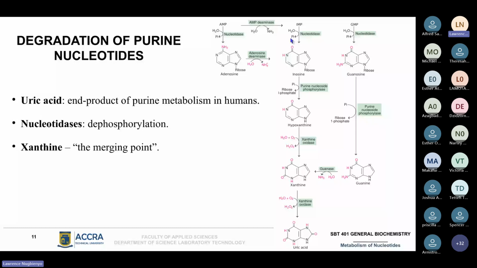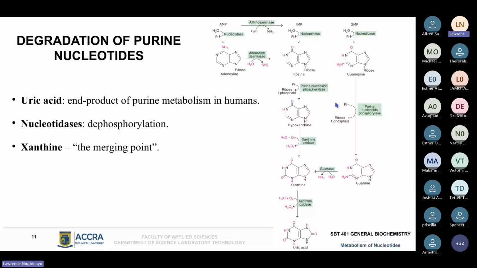You either remove the phosphate group first before you remove the amine group, or the amine group is removed first before the phosphate group is removed. Both of these paths end up giving you one product, which is inosine. And then from there on, you have further reactions where you have a phosphorylation reaction, where an inorganic phosphate group is bonded onto inosine to give you hypoxanthine. Then you have xanthine oxidase coming in that reaction to give you xanthine.